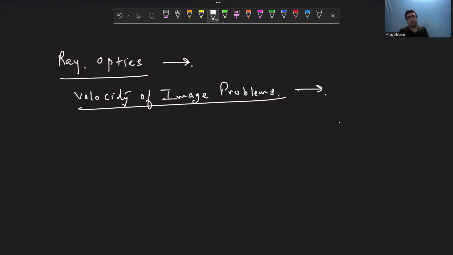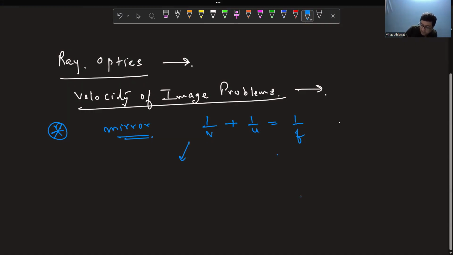When the object is moving, your image is also going to move. Agreed or not? Yes, sir. What we can do is we can say, suppose in the case of mirror, you have equation 1 by v plus 1 by u is 1 by f. Agreed? Yeah, that's the equation.